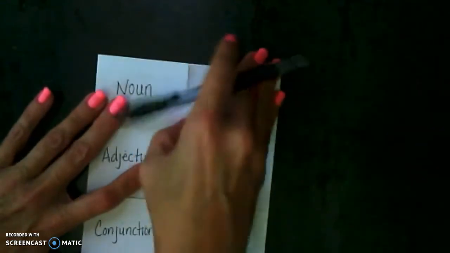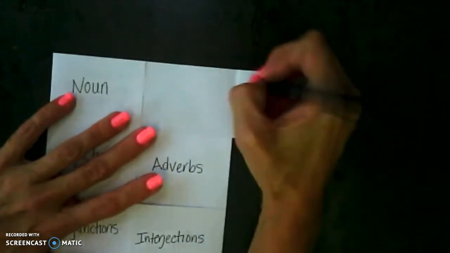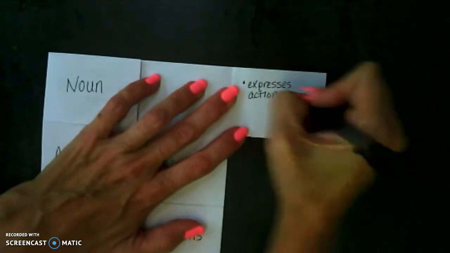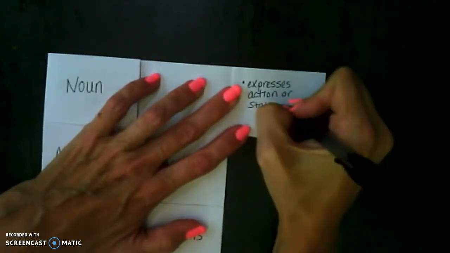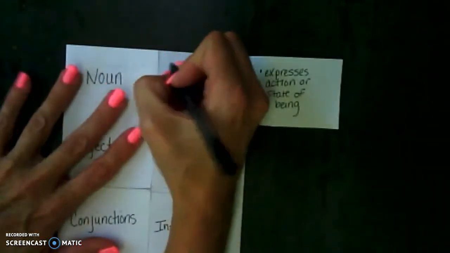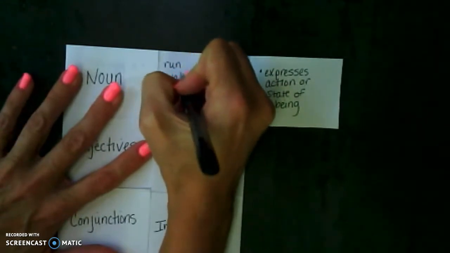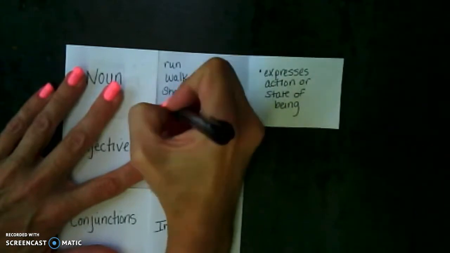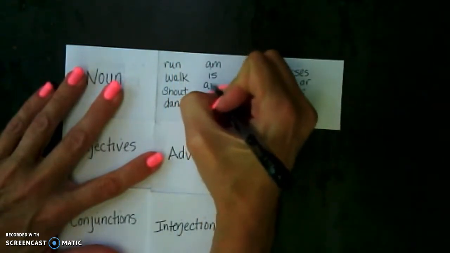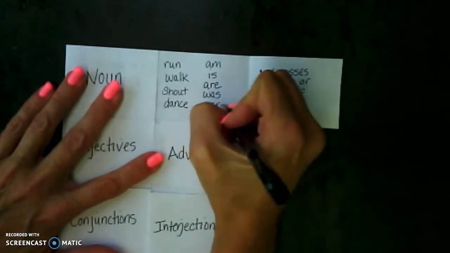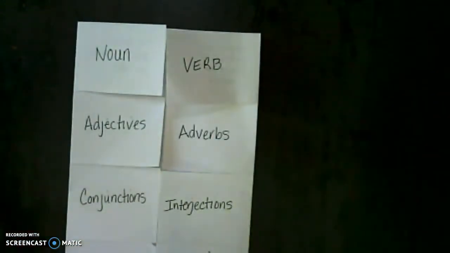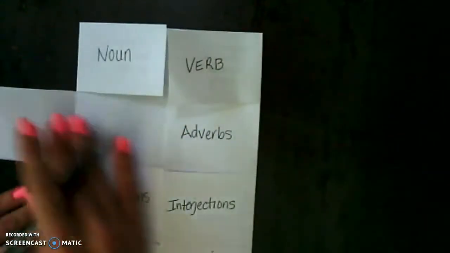Now we'll go to verb. I can get the tab up. And on the tab side, we're going to write the definition. A verb expresses action or state of being. Okay, and now our examples are run, walk, shout, dance, and our state of being verbs are am, is, are, was, were, and I'm going to add have on there too. Okay, and that's it for that one. There are many other verbs, but we are going to go through each one of these as well, so we'll have a page for each one of them in your book.